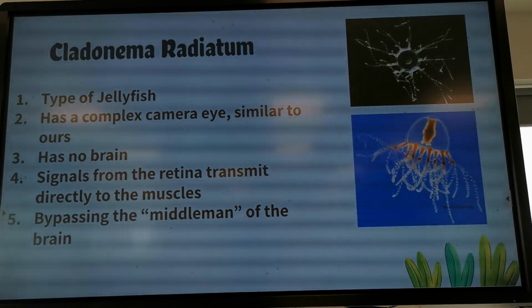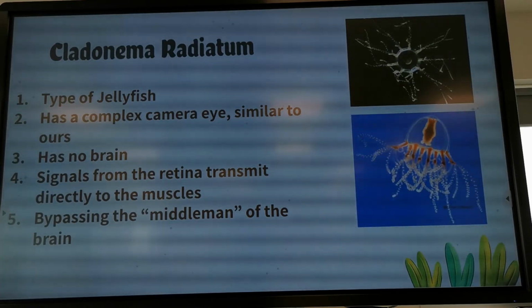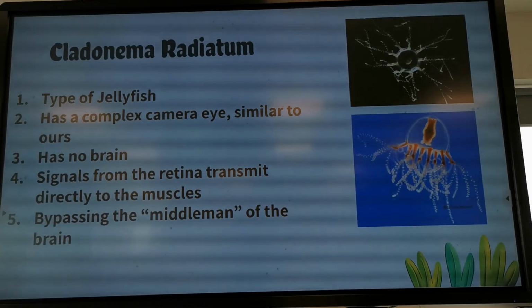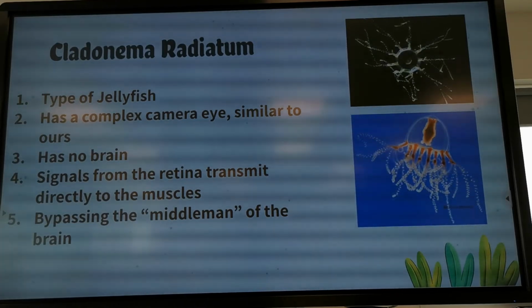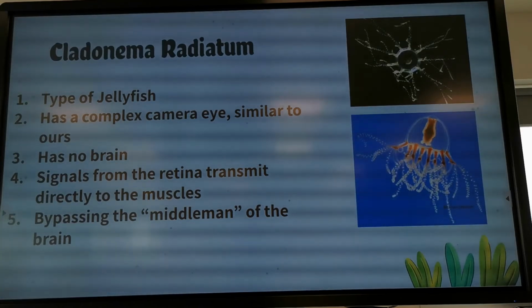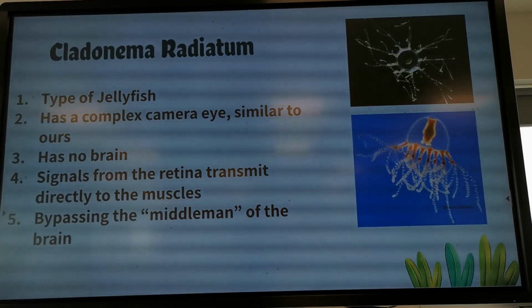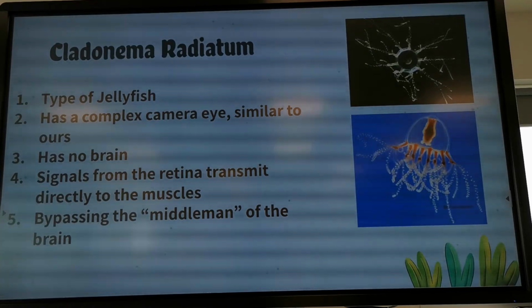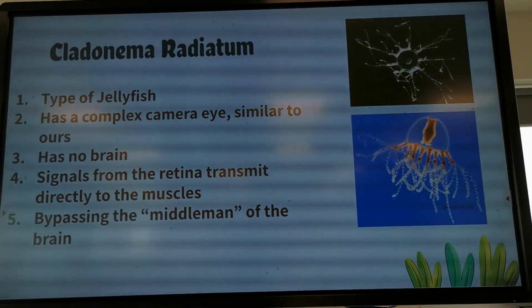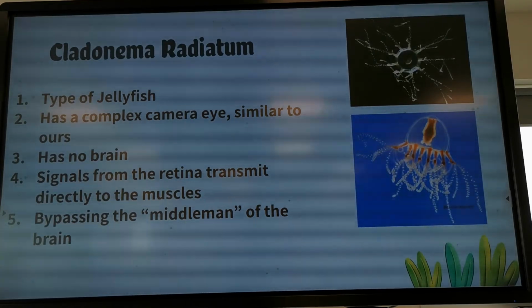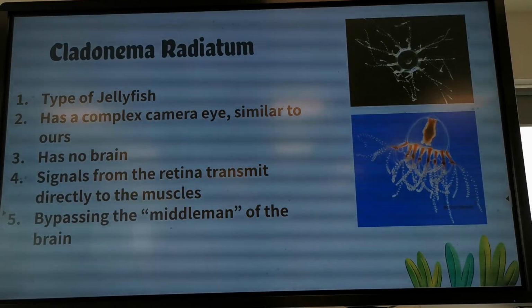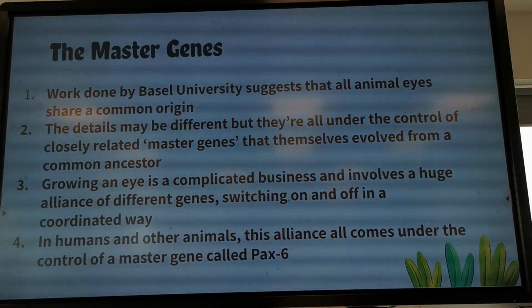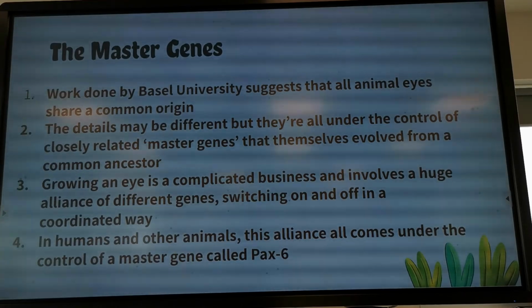Except these jellyfish don't have a brain. So instead of them interpreting it as an image and forming an image like we do, it just passes on those signals directly to the muscles, and then the muscles respond, and then the jellyfish can navigate throughout its environment. But the reason we brought in this particular jellyfish is it's been quite instrumental in a lot of research about what's known as master genes. So the master genes are almost like a conductor in an orchestra.